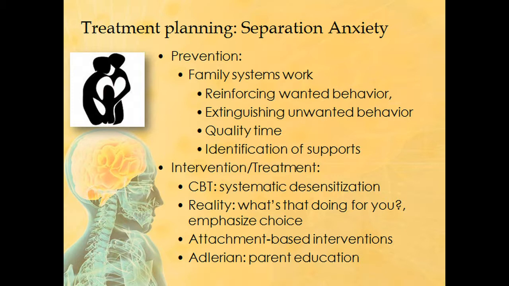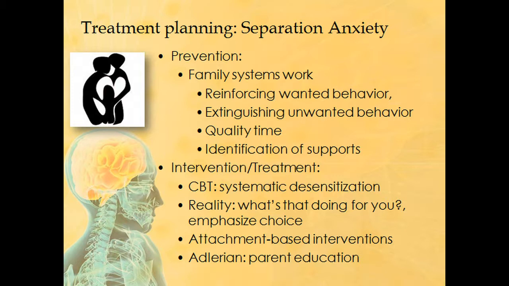As a method of prevention, you could look at family systems work, reinforcing wanted behavior, for example, going to school, being with friends outside of the home environment. Extinguishing unwanted behavior, so not allowing the child, for example, to stay home when they complain of stomach aches or they are just afraid of the parent leaving. Spending more quality time with the parent, so making sure that the child and the parent have quality time together. That's also true in adult relationships if there's separation anxiety.